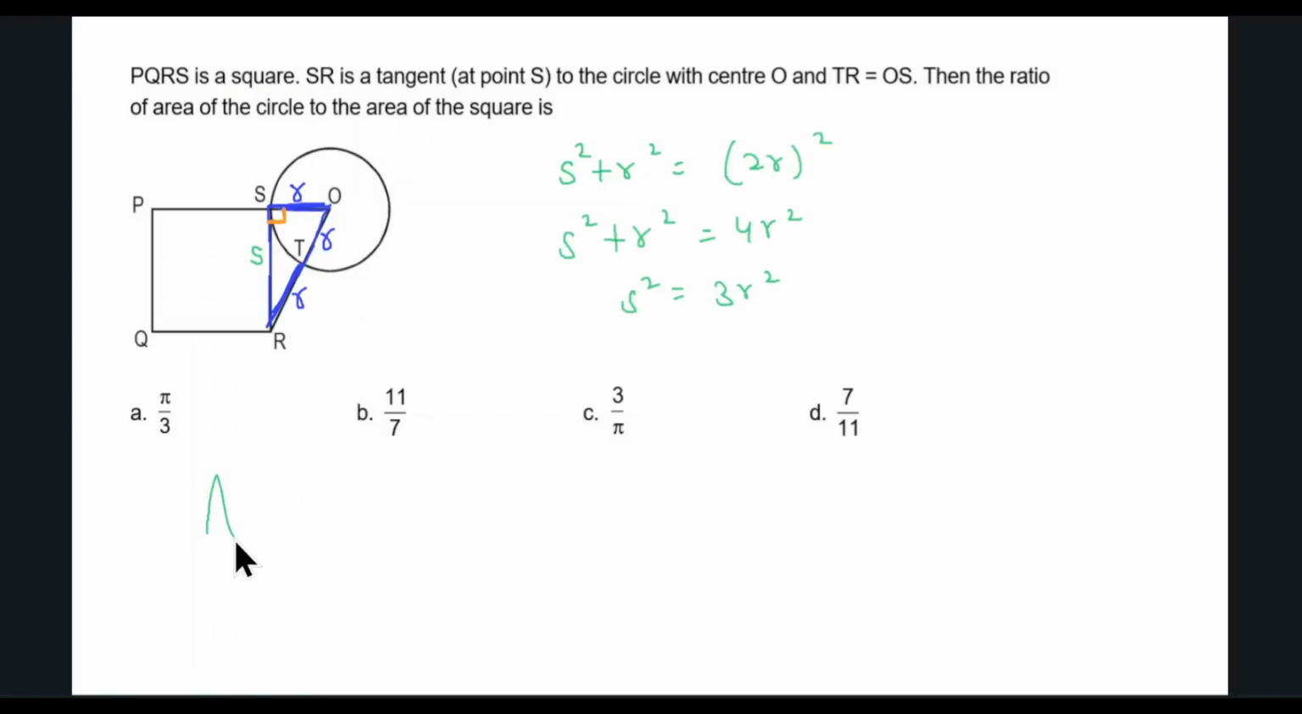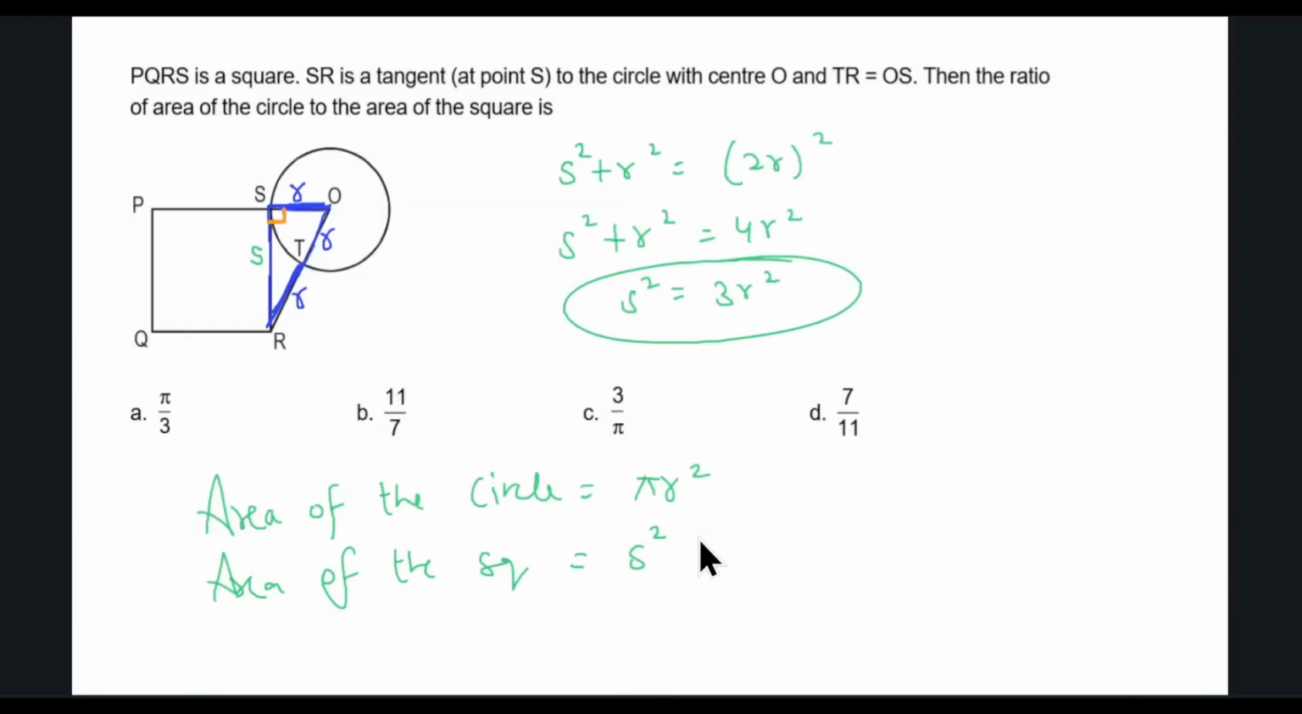Right, so what are they asking? They're asking the area of the circle. So the area of the circle is definitely pi r square. And what is the area of the square? The area of the square is going to be the side square. And don't we have the value of s square already? That's 3r square. All we need to do is take the ratio of circle to square.